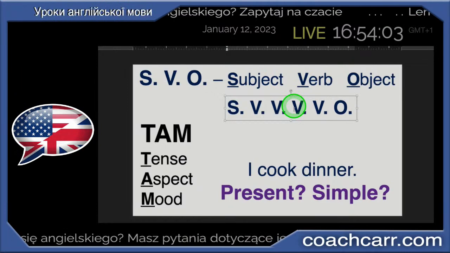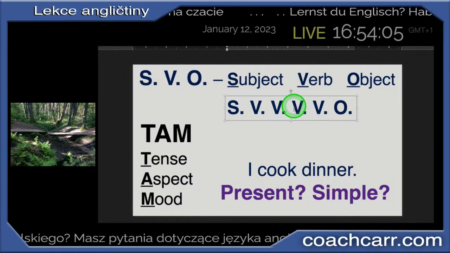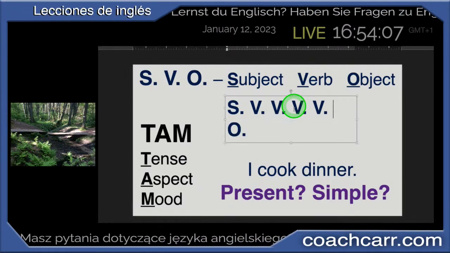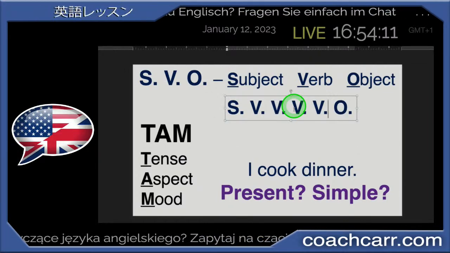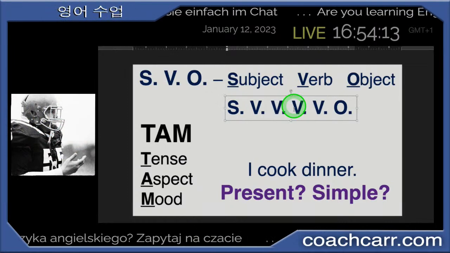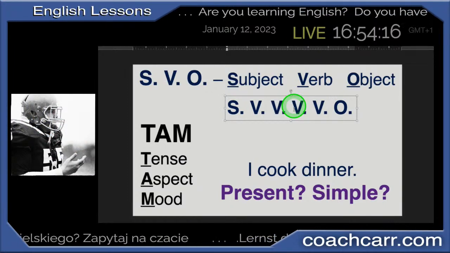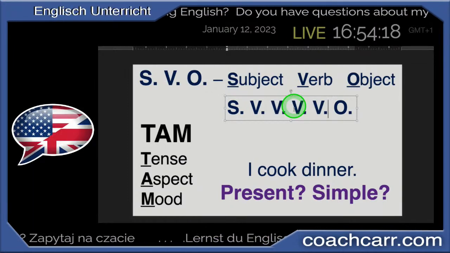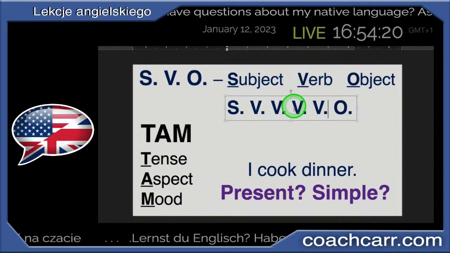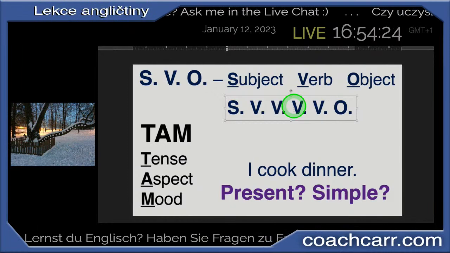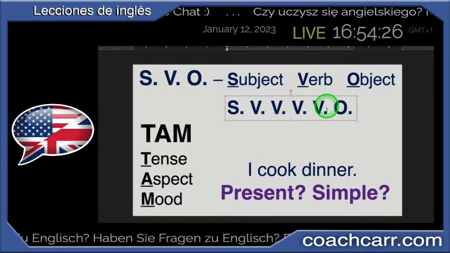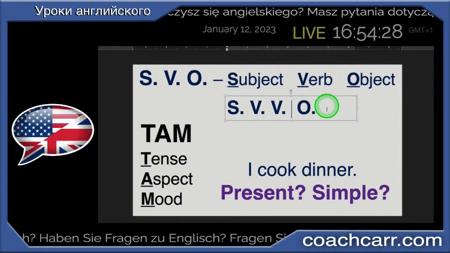SVVVVO. You could even put another V on it. That's uncommon. This is not uncommon. However, that's beyond the scope of this lesson. In fact, I'm not even going to have time for open world shenanigans. I'll have to do that later. But here's what I'm talking about.